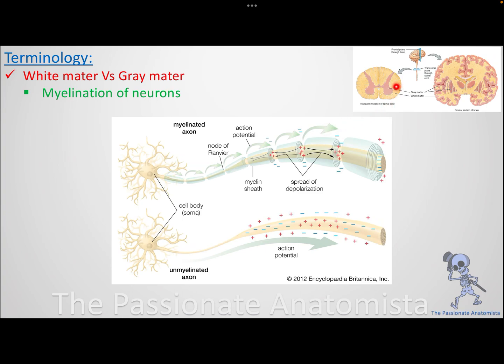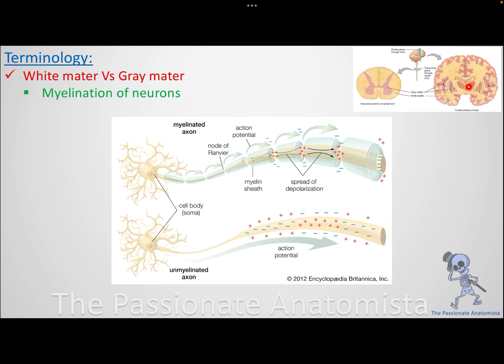In the spinal cord, we have the white matter all around, and you have the gray matter as an H shape inside the cross section of the spinal cord. In the brain, it's the opposite. You have your myelinated axons, the white matter, inside, and then on the outside, in the cortex, we have the unmyelinated axons, or you have the cell bodies. So this is basically your cortex. So you have the gray matter outside, and inside you have the white matter.